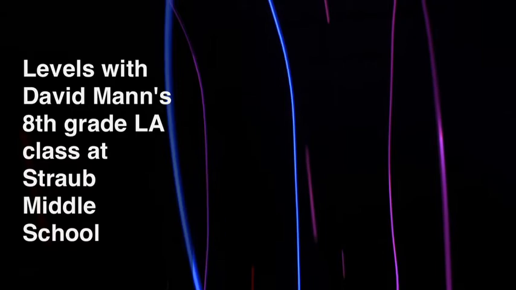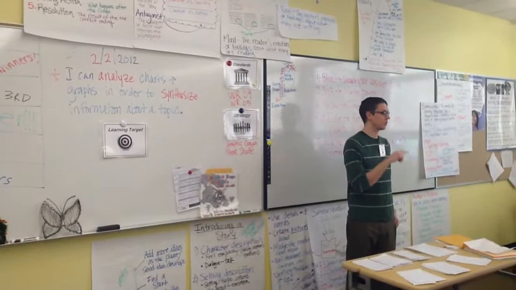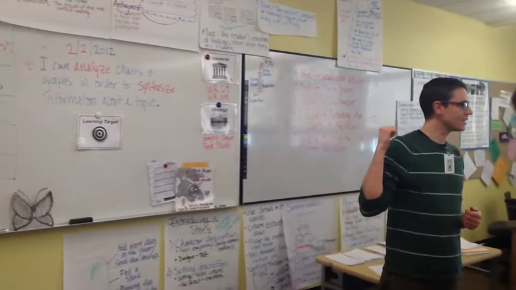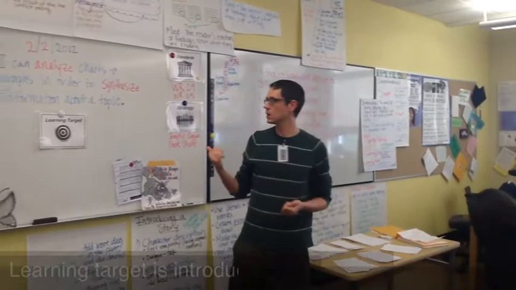Today, the activity that we're doing is a bridge from what we were talking about yesterday with informational texts and how to read informational texts and get information from informational texts. Before we get into the activity, though, let's talk about the learning target for today. It says here, I can analyze charts and graphs in order to synthesize information about a topic.